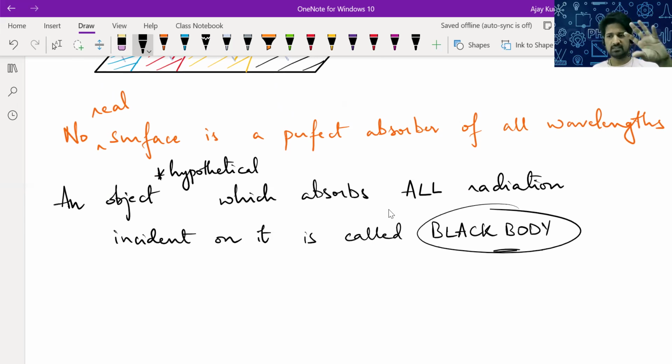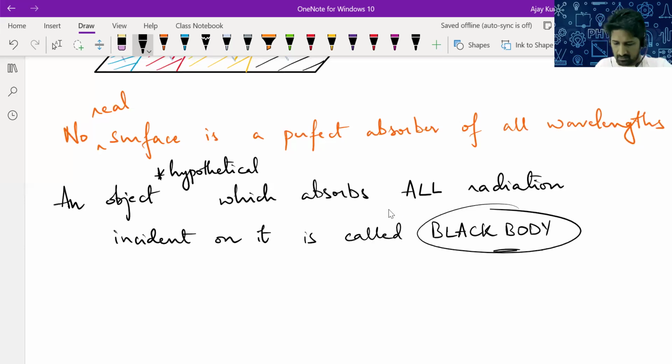So, as I said, this is a theoretical idea. Everyday black objects are not black bodies. Why? Because the objects that we see black in color in daily life are absorbing visible radiation, but they will definitely be reflecting infrared radiation, and maybe some ultraviolet radiation also is reflected by them. We cannot see infrared or ultraviolet, so the object appears black to us. So everyday black objects are not black bodies. Black body is a scientific term. It is the name given to a surface which can absorb any radiation that is incident on it.